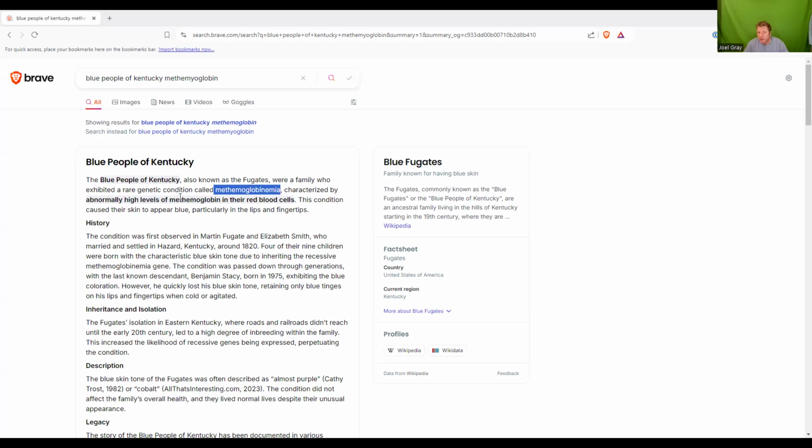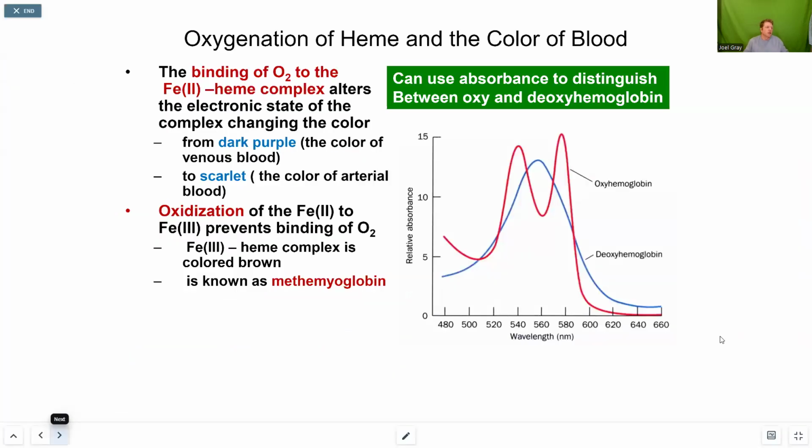So this methylmyoglobin is going to be the form of myoglobin that results from binding to an Fe3+ cation. So this population of people in Kentucky had a blue hue to their bodies because of the abundance of this methylmyoglobin. Now, by and large, they didn't really exhibit many other significant symptoms, but that was one thing that resulted.